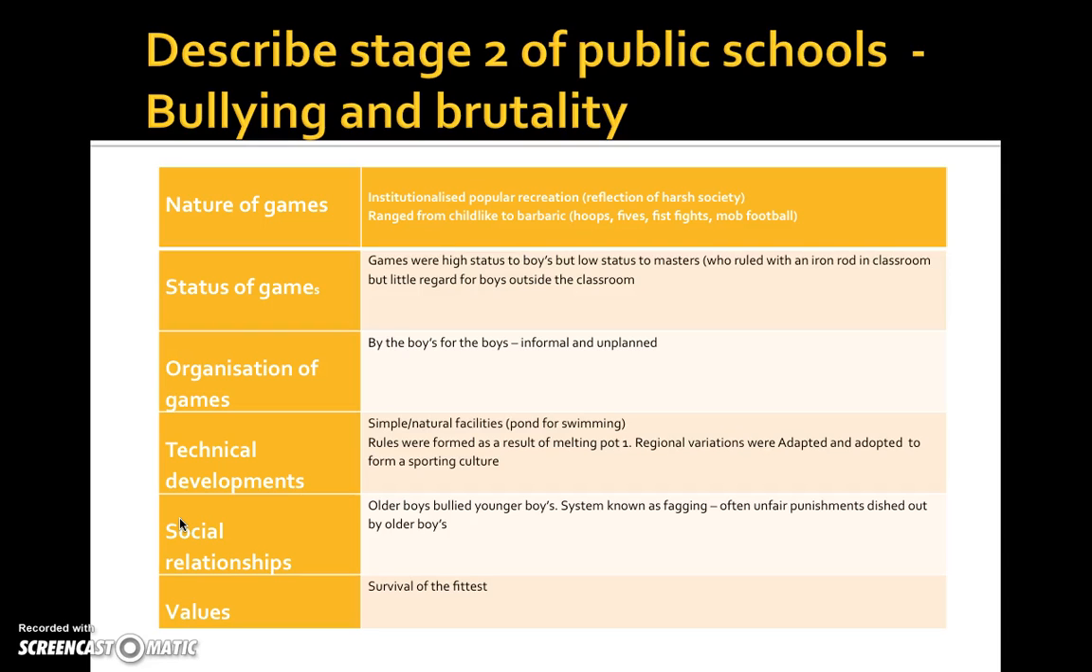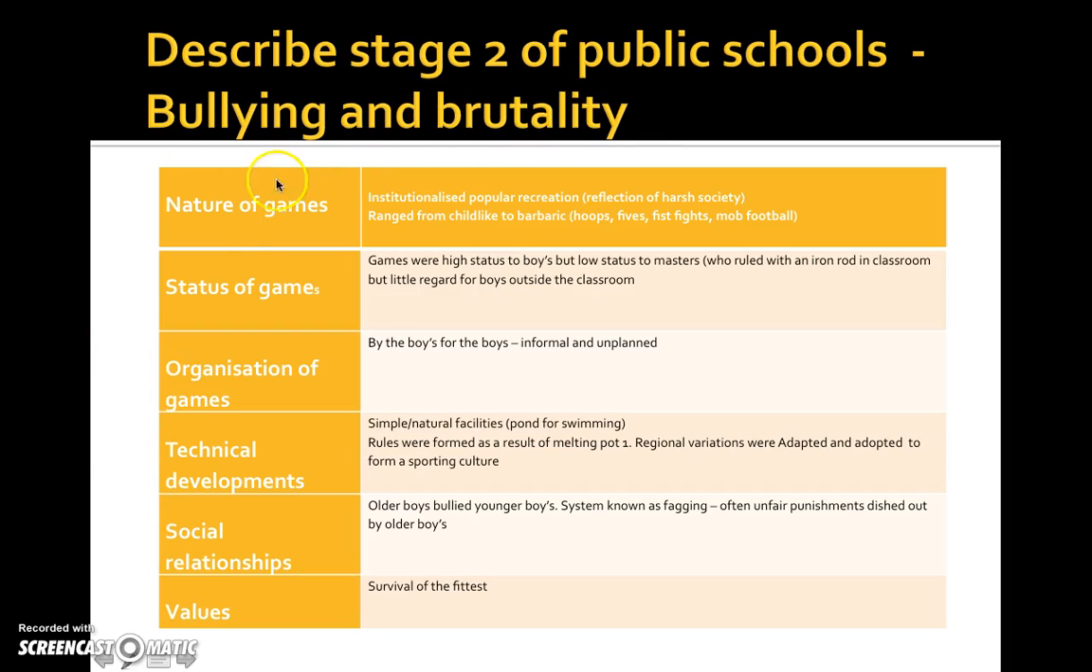Final bit. Values. What values were gained as a result of stage one bullying and brutality? The main value was the concept of survival of the fittest. Because the boys organised games for all the boys, if you were fit, if you were strong, if you were someone who could survive, you would be fine. If you weren't, you would be bullied, hence the name bullying and brutality.